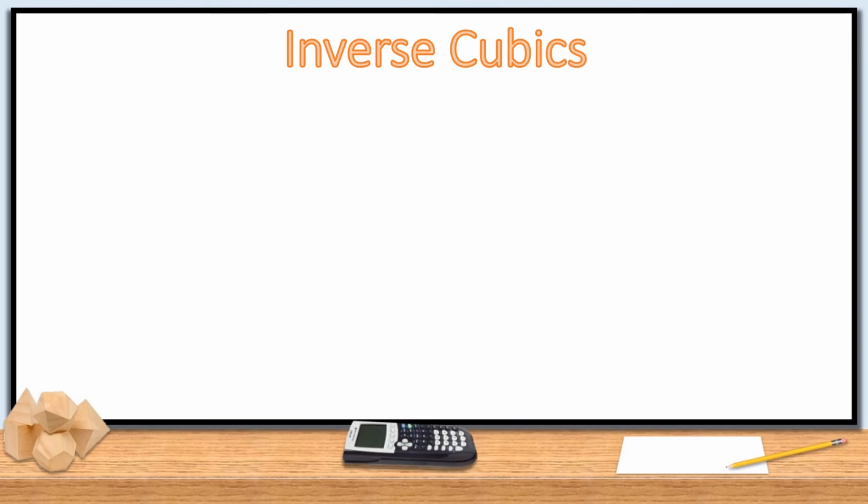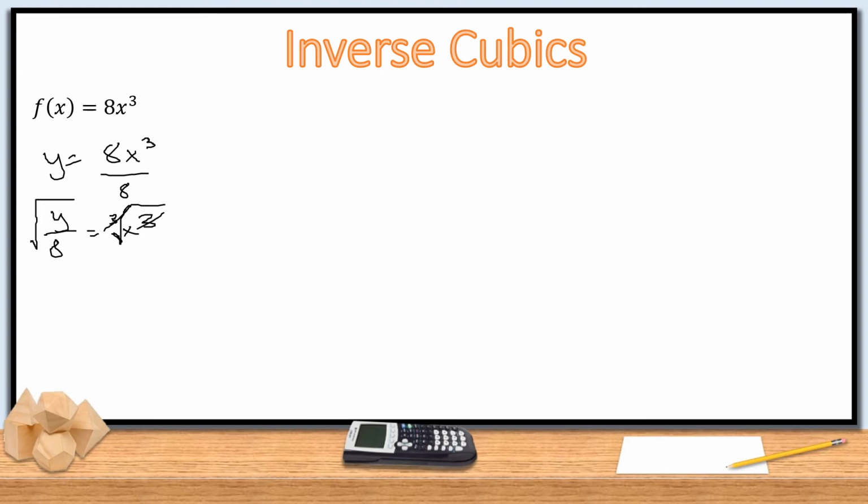All right, inverse cubics, there's really not much different going on here. It's the same thing, except we're going to have cube roots instead of square roots. So y is equal to 8x cubed. To get x on its own, we divide by 8 on both sides, so y over 8 is equal to x cubed. The opposite of cubing something is to take the cube root. There's a little 3 inside of here. So the cube root and the cube cancel, and we get the cube root of y over 8.